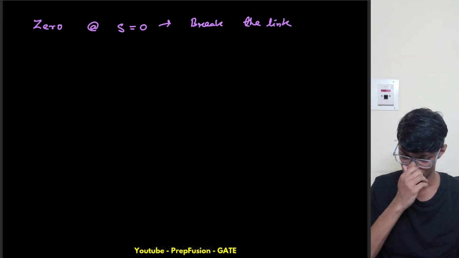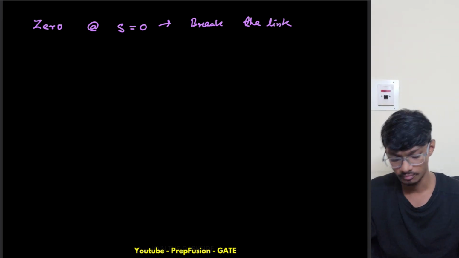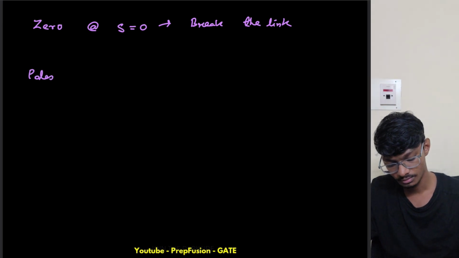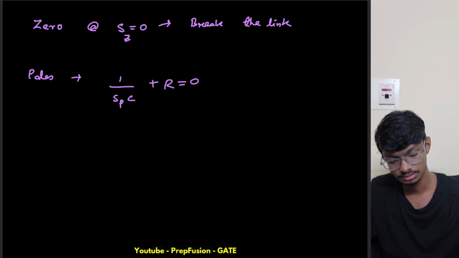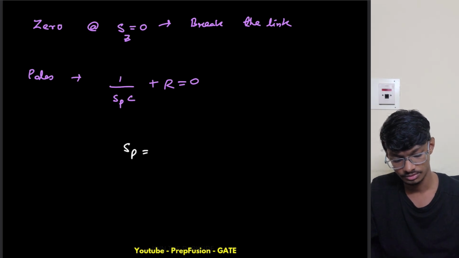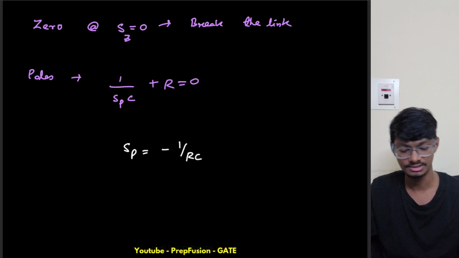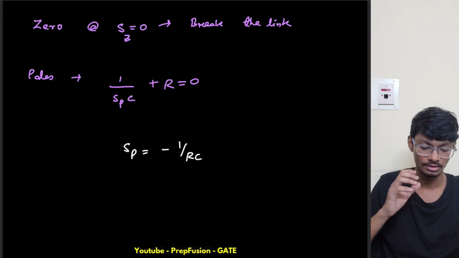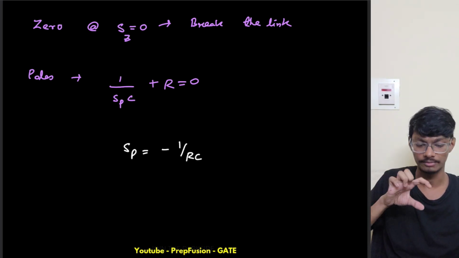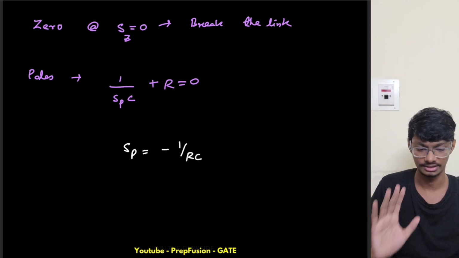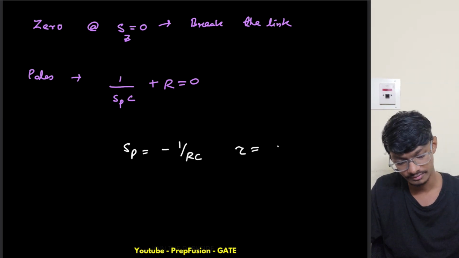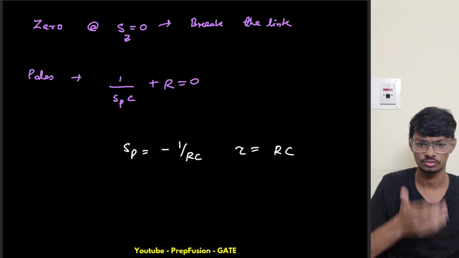Break the link, okay. And for poles, just simply make that 0. Impedance 1 by sC plus R should be equal to 0. So s_p equals minus 1 over RC. We can see it is on the left half plane, okay. Now the time constant is the negative inverse of this pole. This will come in the next slide. I'm just writing the time constant for now, don't worry. It is the negative inverse of this. So I hope Himanshu also taught you this, okay.